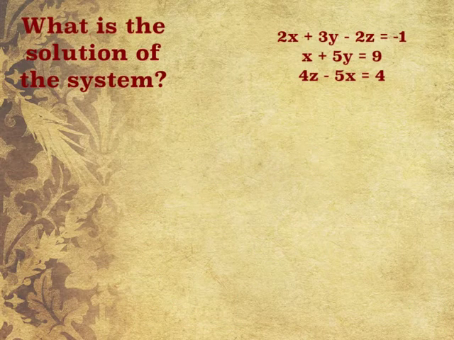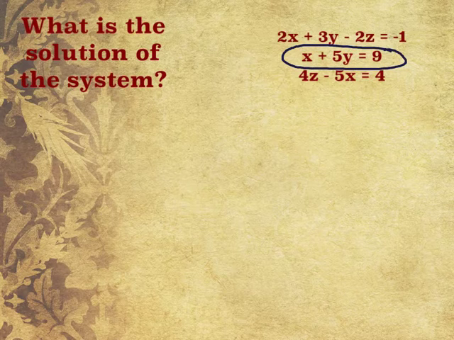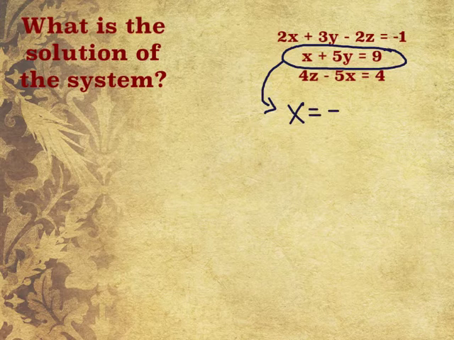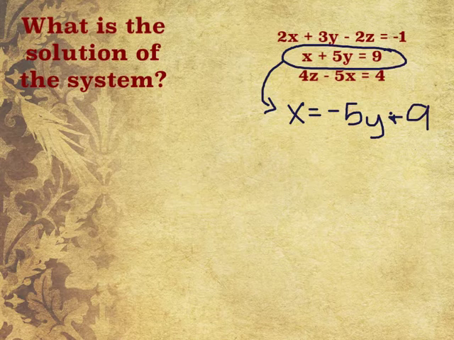Now the first way we did it was with elimination. We can also do it using substitution. If I look at a system such as this, I see that my second equation would be pretty easy to solve for x. If I did that, I would have x equals negative 5y plus 9. And now I can take that x and plug it into one of my other equations. Let's plug it into my top equation.